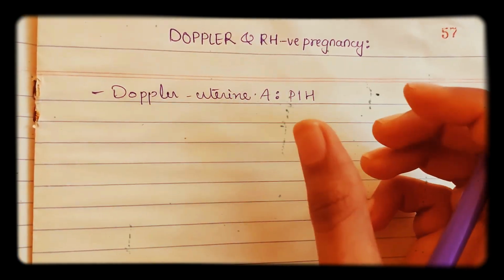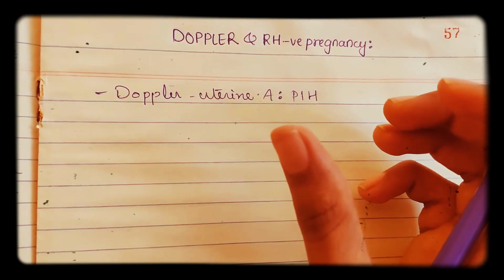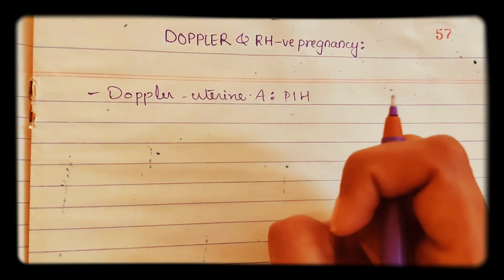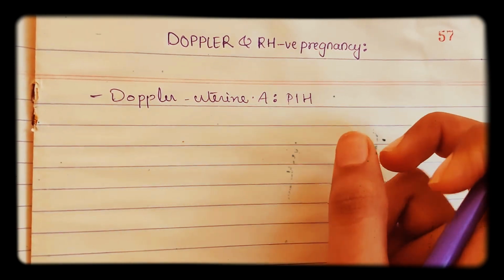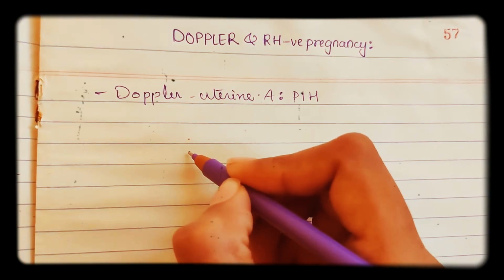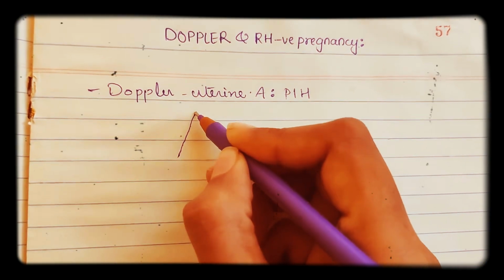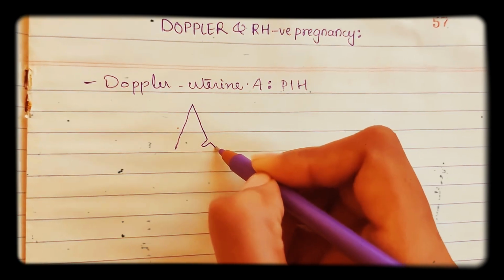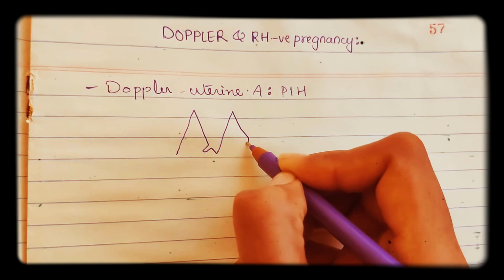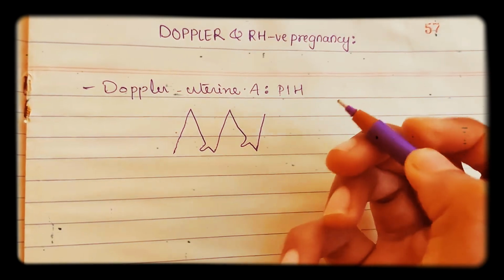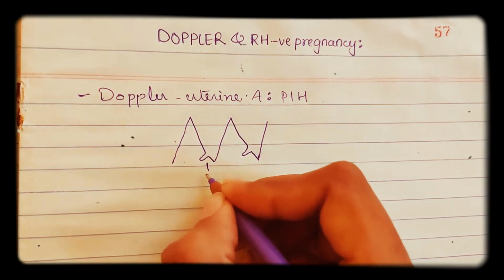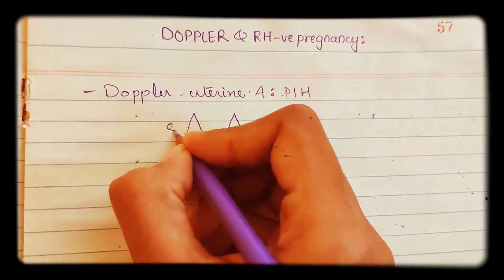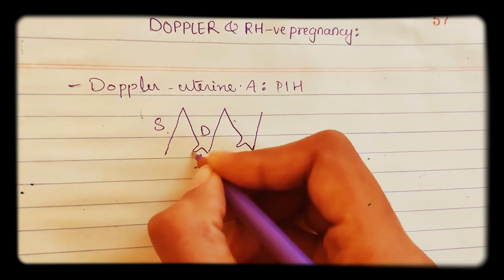The normal thing which you see in a Doppler is a diastolic notch, which actually disappears in a normal pregnancy by 22 to 24 weeks of pregnancy. So let me draw what that diastolic notch is. This is a systole and this is a diastole. In diastole you will see a notch like this. This notch which you see in a diastole is normal till 22 to 24 weeks of pregnancy. This is important. This is systole, this is diastole, and you can see this is a notch.